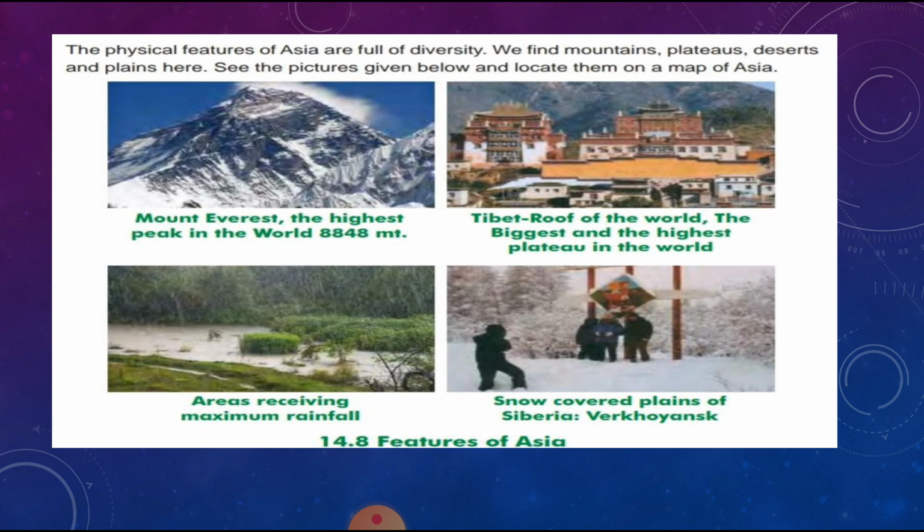Mount Everest is the highest peak in the world, at 8,848 meters. Tibet, the roof of the world, is the highest plateau in the world. The next picture shows the areas receiving maximum rainfall, and the snow-covered plains of Siberia, Verkhoyansk. These are the pictures of Asia. The physical features of Asia are full of diversity: mountains, deserts, plateaus, and plains. So that is about Asia.